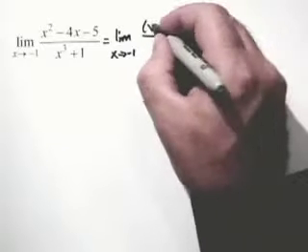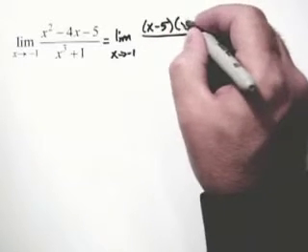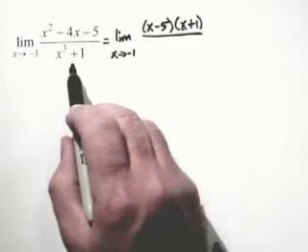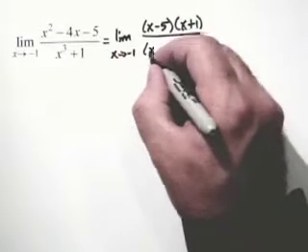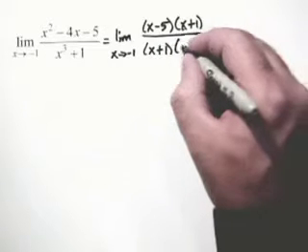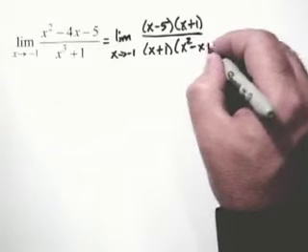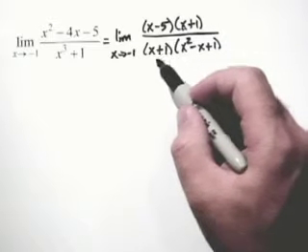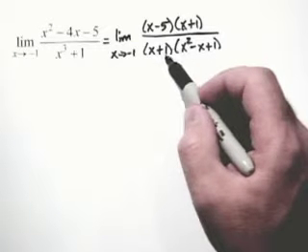In the numerator, we can factor it as x minus 5 times x plus 1. The denominator is the sum of two cubes. We can factor that as x plus 1 times x squared minus x plus 1. And we notice that we have a common factor, x plus 1, in the numerator and denominator.